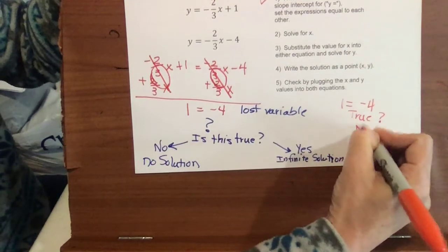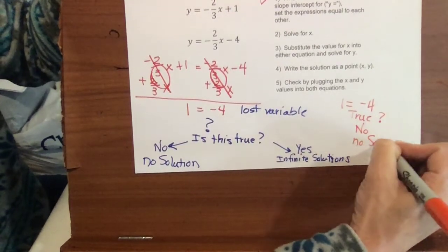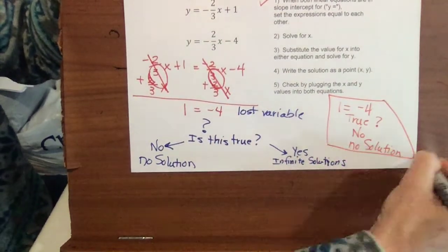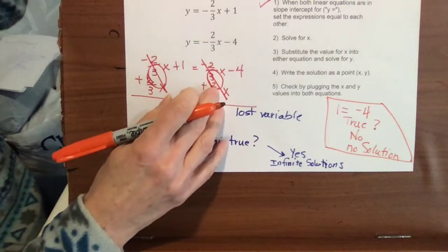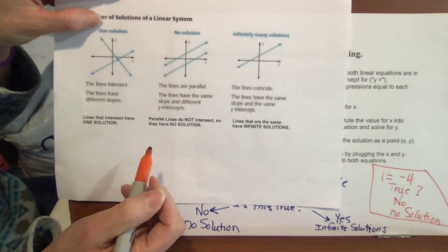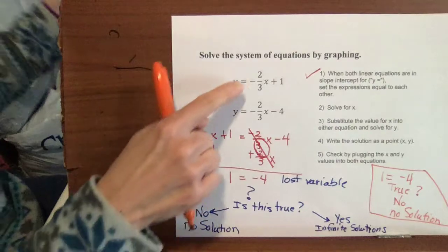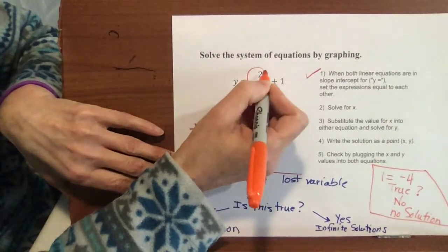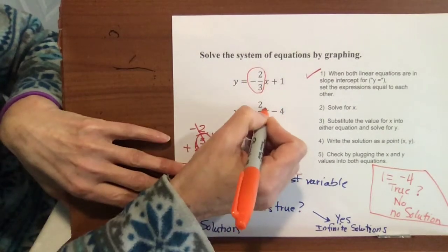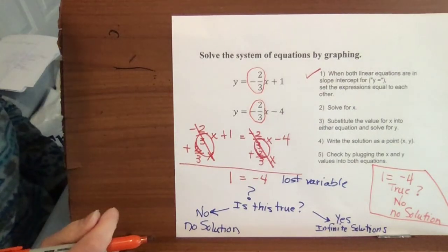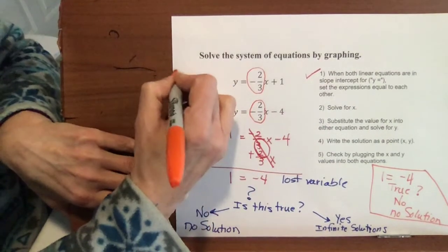Question mark. The answer is no, so no solution, and that's our final answer. And what that means, if we go back to our visual, if we have no solution, that means our lines were parallel. The way that we know our lines are parallel is they have the same slope. So let's look at our original two equations. Our slope was negative 2/3 on the first equation, and our slope was negative 2/3 on our second equation. So right away we know that we're not going to have a solution because these would be parallel lines.